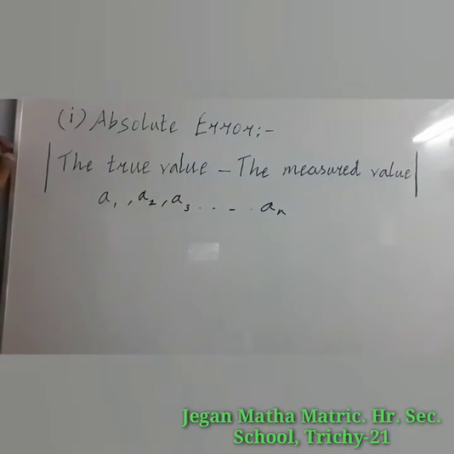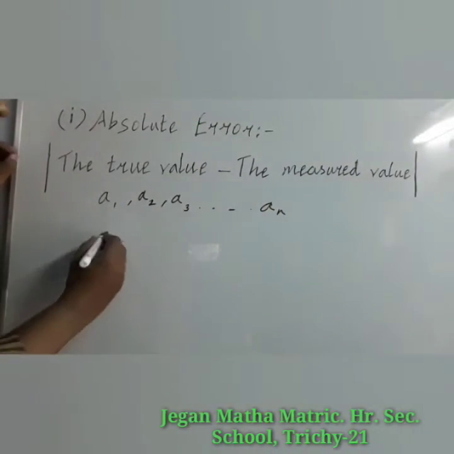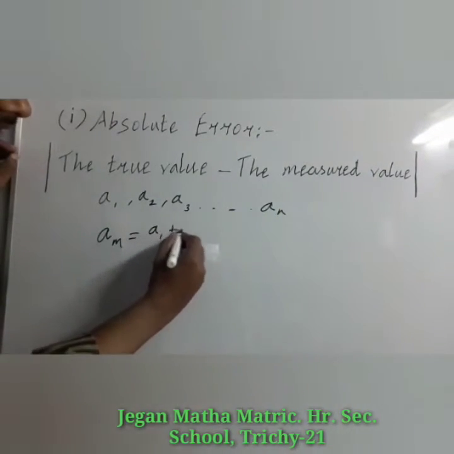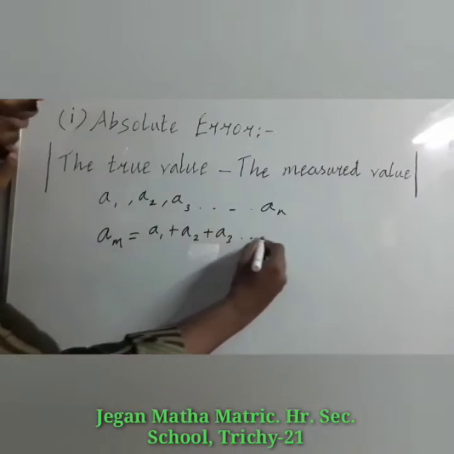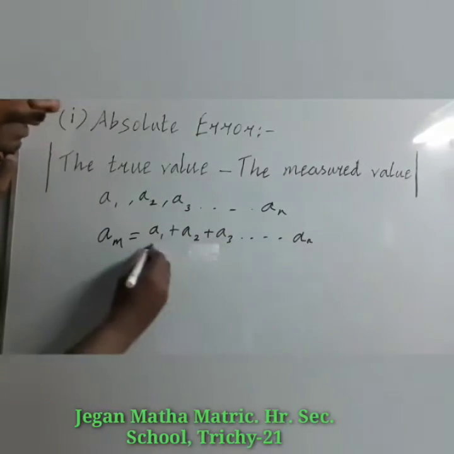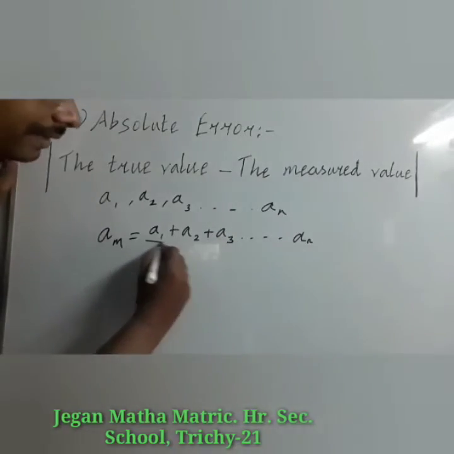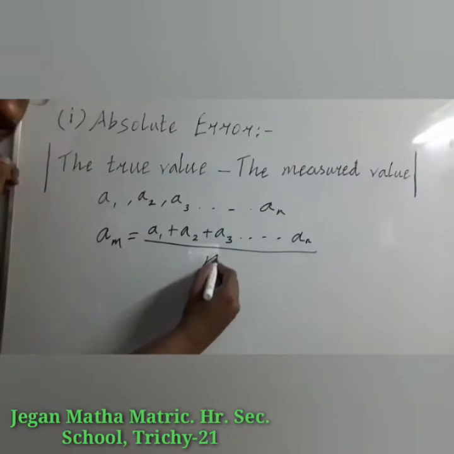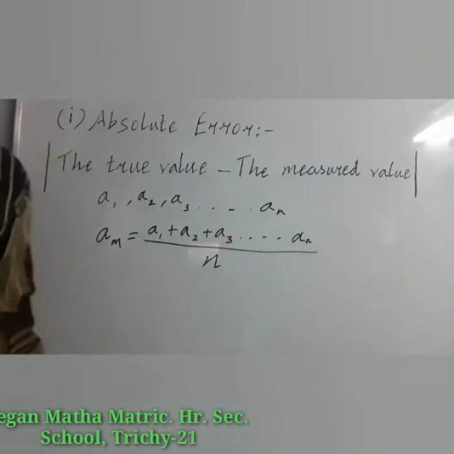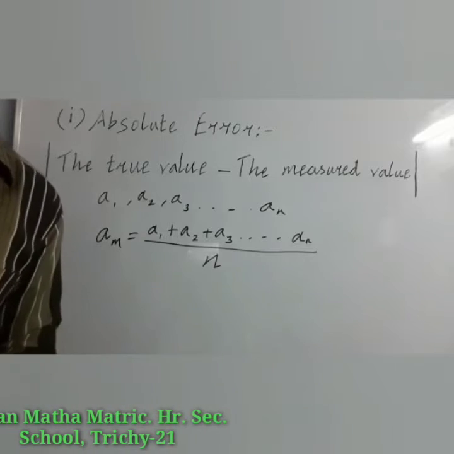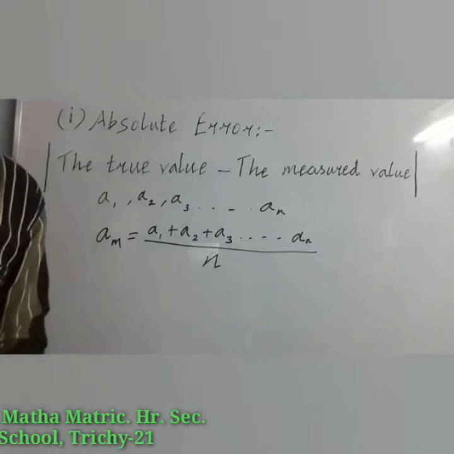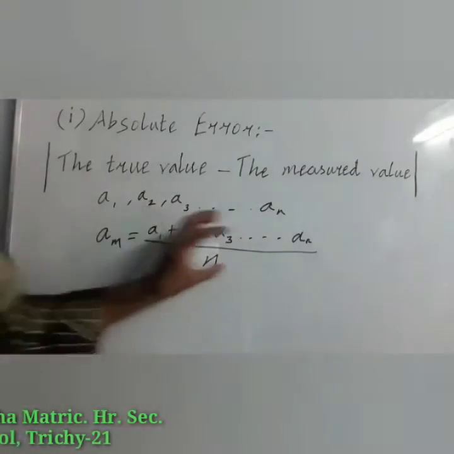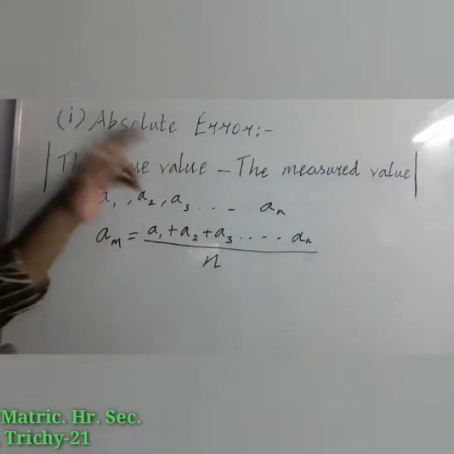So how can you find the average value or mean value? AM is equal to, you have to add all the readings, A1 plus A2 plus A3 up to AN, divided by the number of readings. It is similar to finding your 10th mark average: total marks divided by the number of subjects. Same thing is here. Here you get one number, that can be considered as the true value.